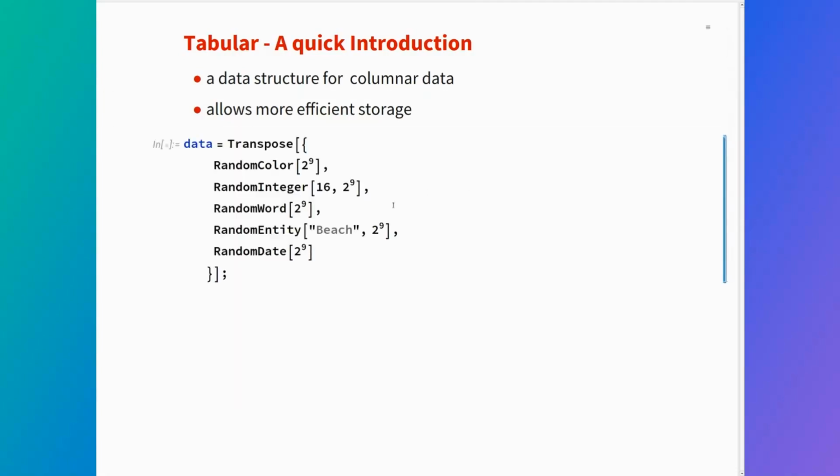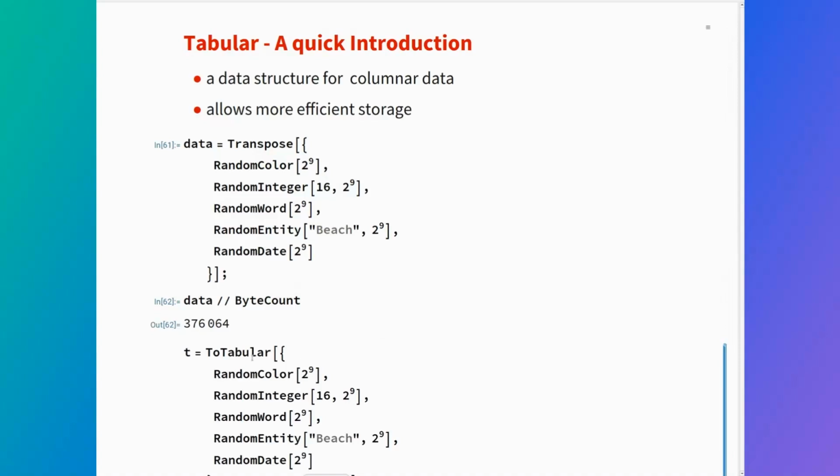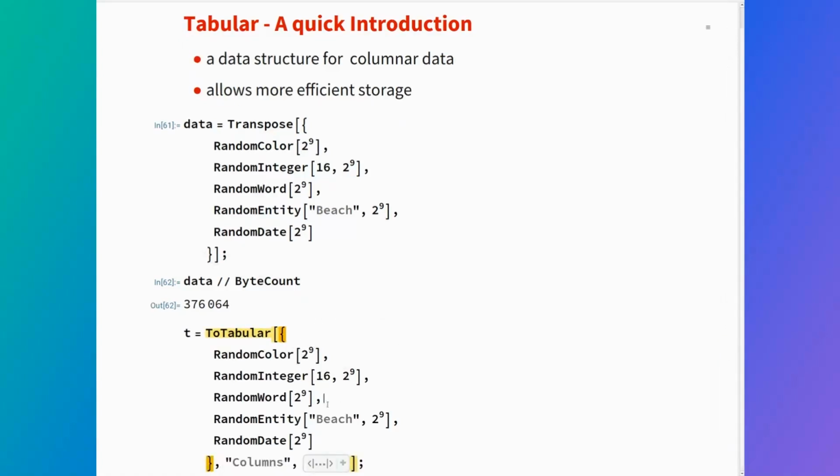So I'll show that off real quick. This is going to be our list of ways of storing information here. We've got a random color, number, word, entity, and a date in each row. And the size of that will be just shy of 400 kilobytes. But if we do the same thing in a Tabular, constructing it with the Tabular syntax here, which Rob showed off in a previous talk.